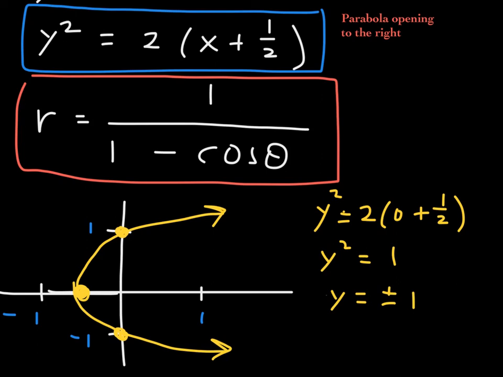This was a really cool example. I hope you enjoyed it. We started with the polar curve r is equal to 1 over 1 minus cosine theta, converted it to this rectangular form, noticed that it's a parabola opening to the right, and we graphed it. This completes this section, 8.5 polar equations and graphs. I hope you have fun.